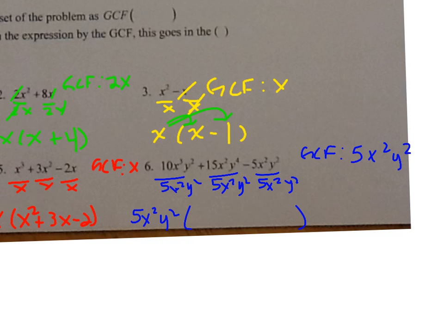All right, so we have 10 divided by 5 is 2. X to the third divided by x squared is just x. And then we have y squared divided by y squared is 1. Next, we have 15 divided by 5 is 3. X squared divided by x squared is 1. Y to the fourth divided by y squared is y squared.